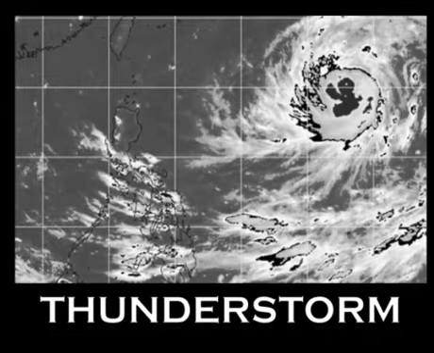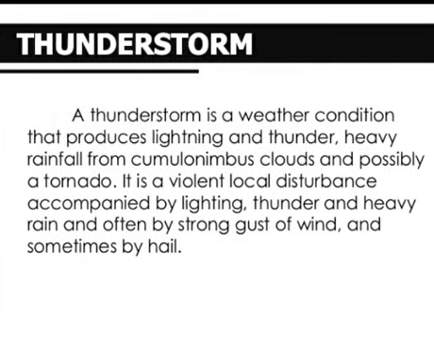So ano naman si thunderstorm? A thunderstorm is a weather condition that produces lightning and thunder, heavy rainfall from cumulonimbus clouds, and possibly a tornado. It is a violent local disturbance accompanied by lightning, thunder, and heavy rain, and often by strong gusts of wind and sometimes by hail.